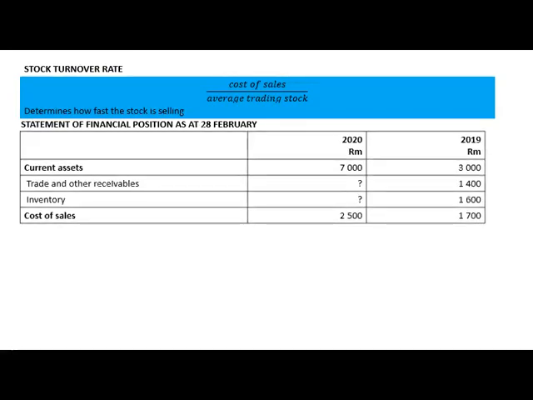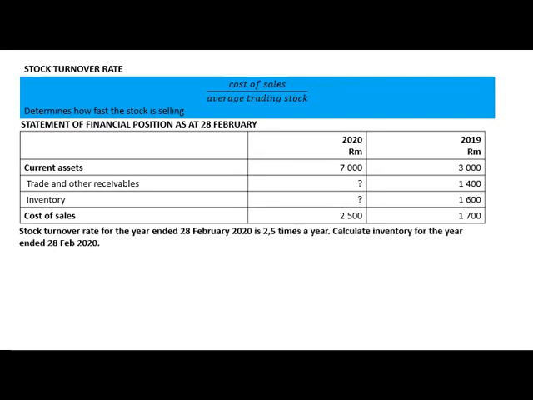So if we had to calculate our stock turnover rate here, it will be for 2020, obviously, it will be that 2.5 divided by average trading stock. Average trading stock is basically your opening stock of inventory, you add it with the closing stock of your inventory, and then you multiply that by half. But for last year, we had inventory amounting to 1,600,000,000, which is 1,600 in simpler terms, okay?